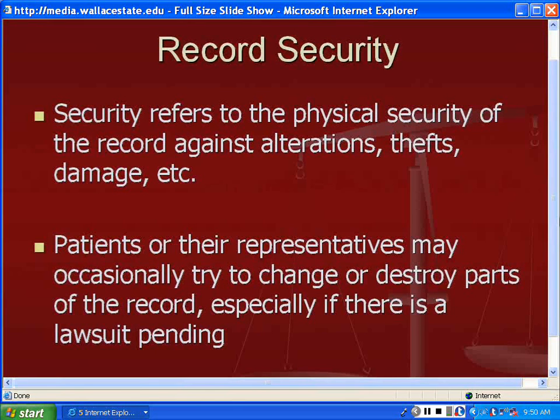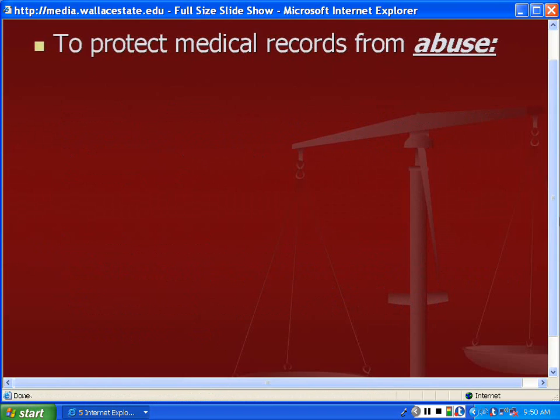And so, to guard against that happening, or to protect against something that I'm referring to as abuse of the record. And what I mean by abuse, I don't mean throwing it up against the wall. I'm talking about alterations or damage to the record, or stealing pages out of the record. Basically, that's what I'm talking about when I say abuse.